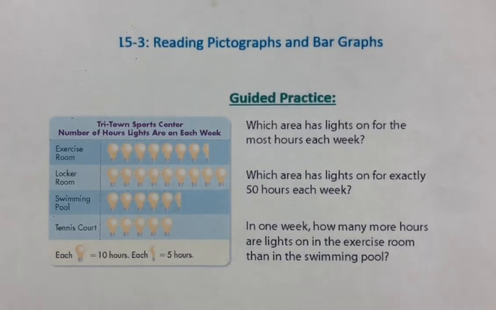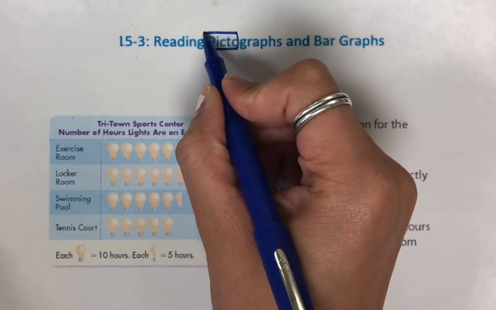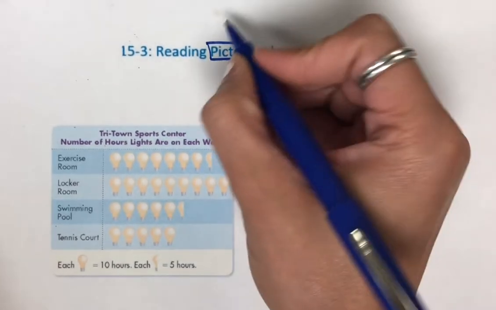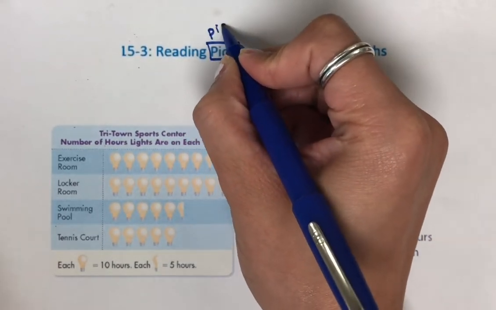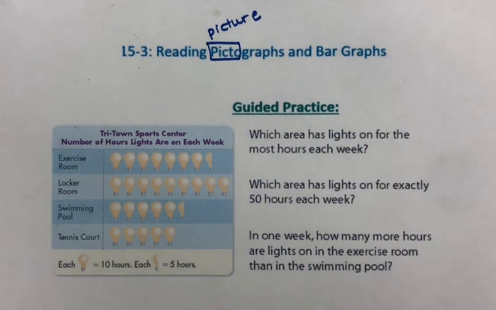All right, now we're moving on to lesson 15-3, reading pictographs and bar graphs. And remember, pictograph has the part in it, picto, which looks and sounds a lot like picture. So that's one way that we can remember that pictographs have images or pictures in them that represent a certain amount of units or points. So here we have a pictograph.